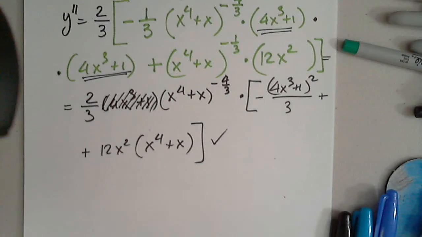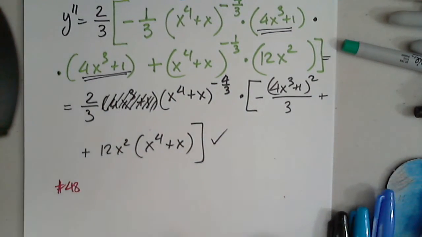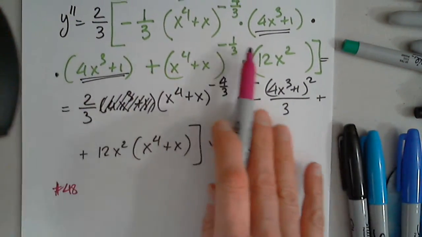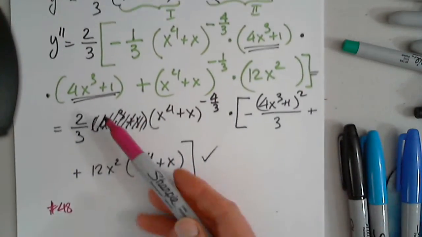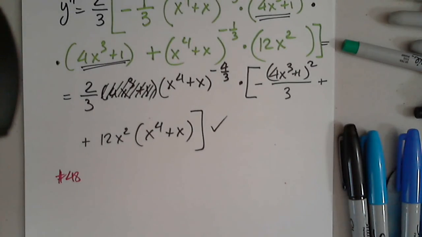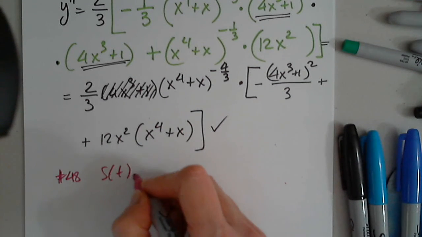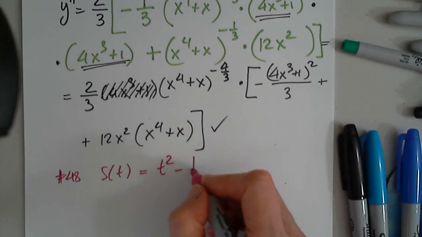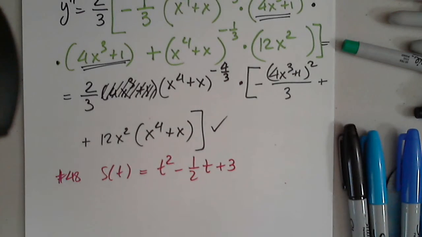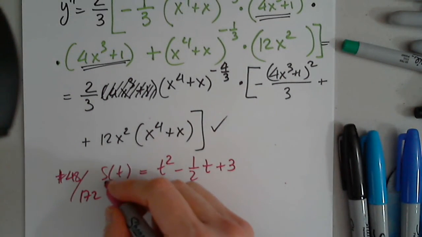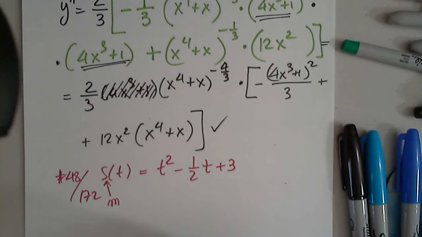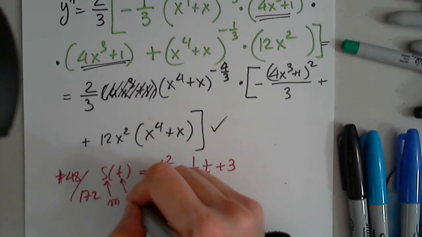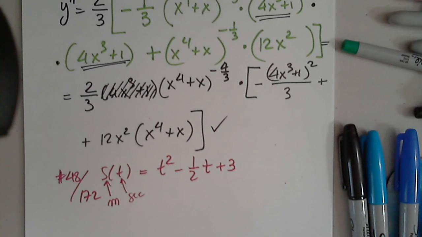Let's start with 48. Especially these with the second derivative and something like this, as you see, it's a lot of work. S of t equals t squared minus 1/2 t plus 3. 48 on page 172. S of t is in meters. Always take notes and not forget the measurement unit, meters. And they say the t is in seconds. Perfect. Find each of the following.